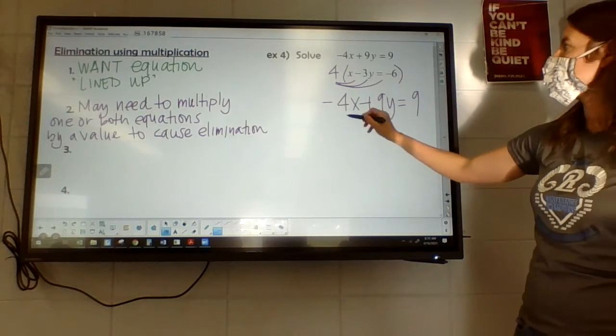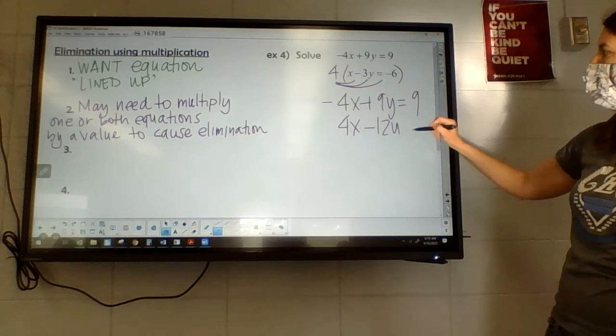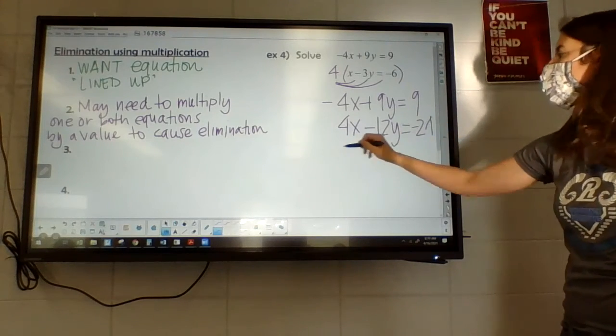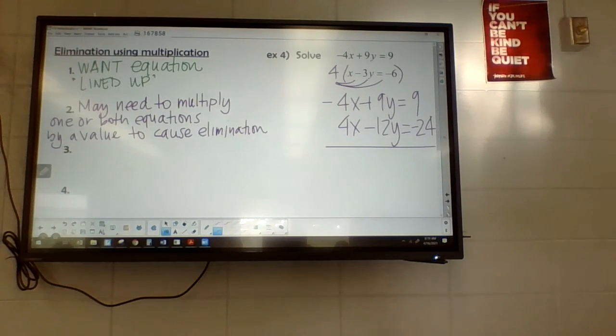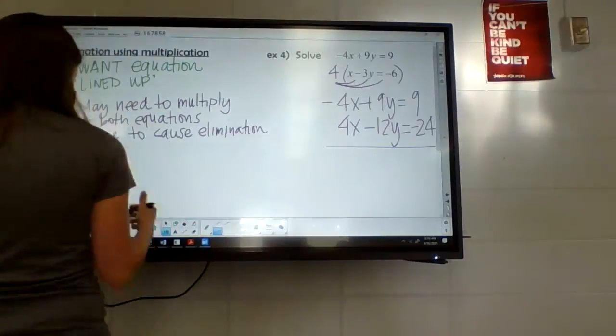It won't matter if you chose to do either the 3 or the 4. So this becomes 4x, this is a negative 12y, and then this is a negative 24. Why this is good is now we can add these equations together and they'll eliminate. So that's going to be our next step.